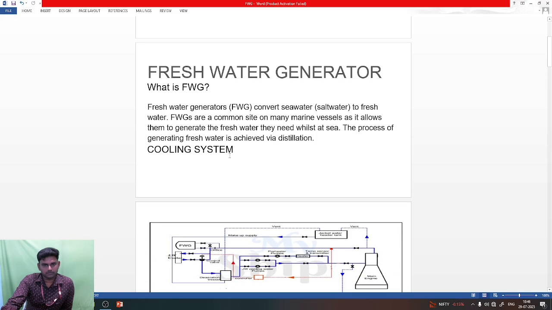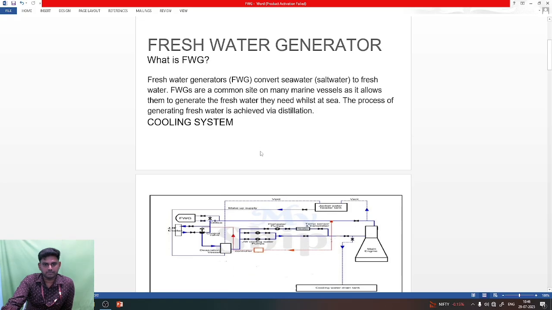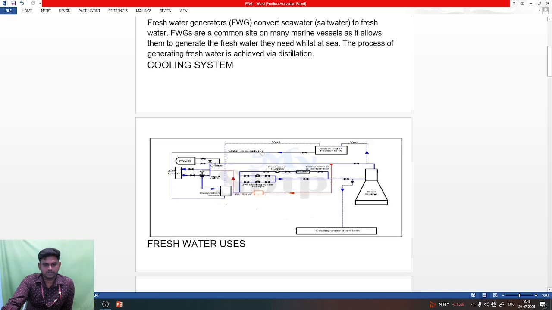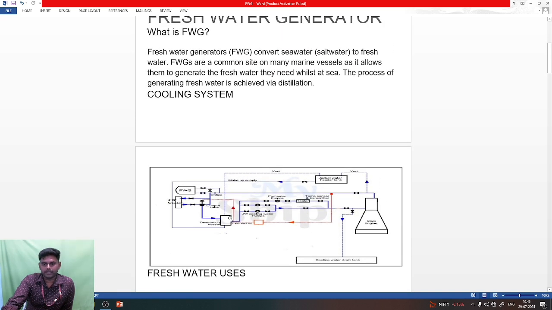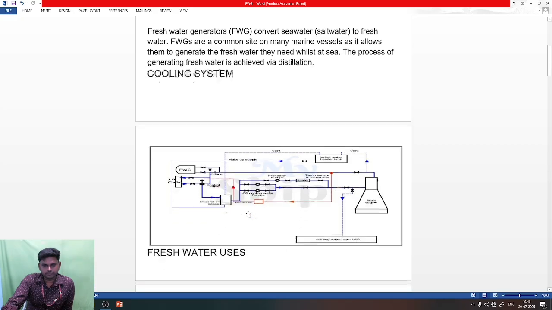And then what are the uses of a freshwater generator? To produce freshwater from seawater. And the freshwater is used for the cooling system and other domestic purposes at sea. And mainly the cooling system is to maintain cooling to the engine.